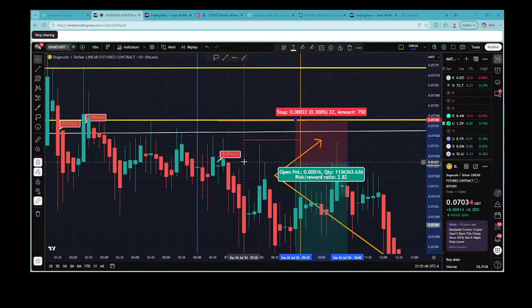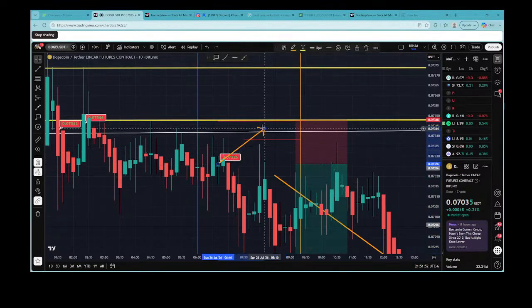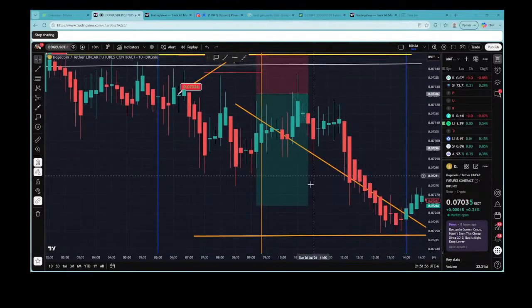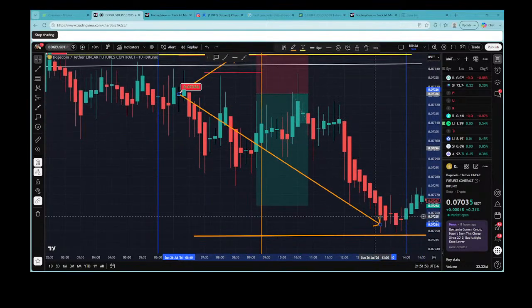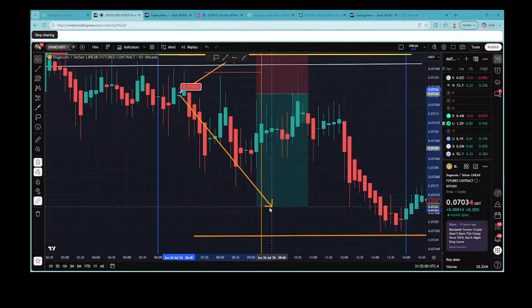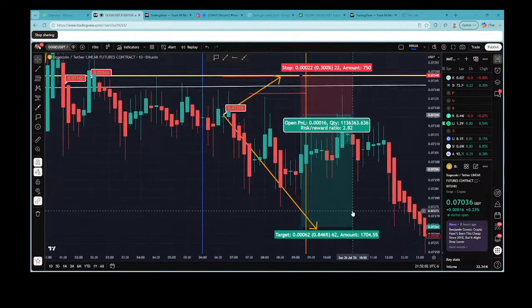Let's say I got a bad entry, right? Here's my stop loss from here to here. Do I survive that stop loss? Yes. The question is, do I hit my entry or my target? Yes. Now, what I want to do is repeat what I did.